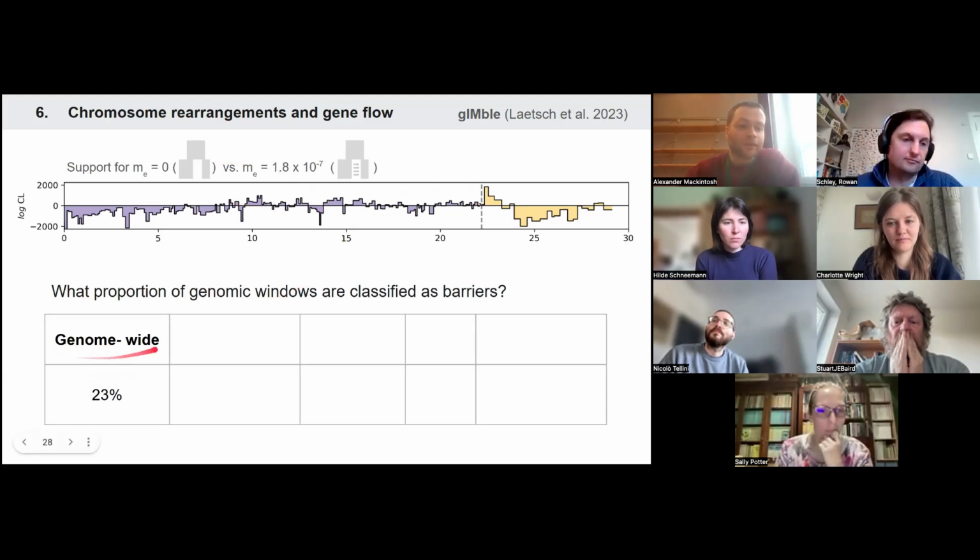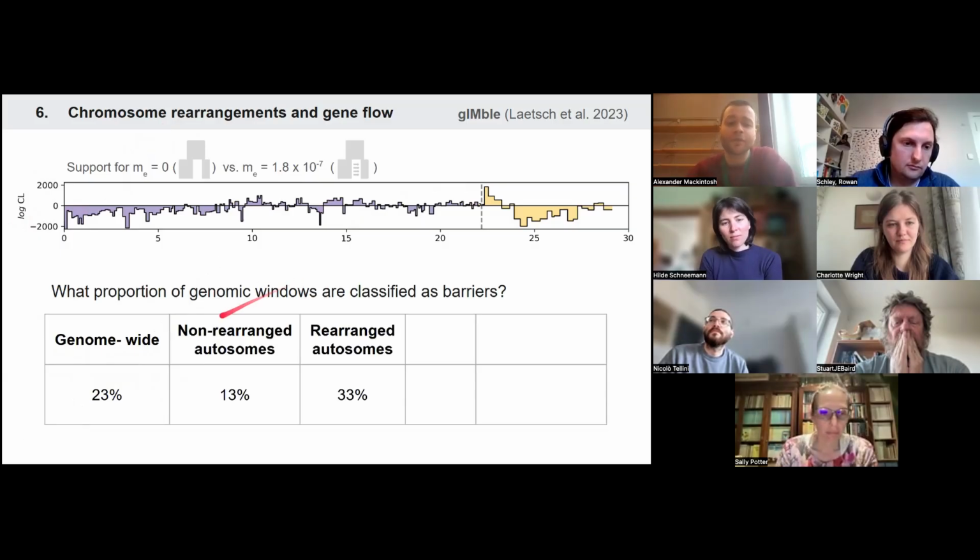And if we go along the whole genome, we find that a large minority of windows have a support greater than 0, so favor this model. And so we could say that for 23% of the genome, we have evidence that they are barriers to gene flow.